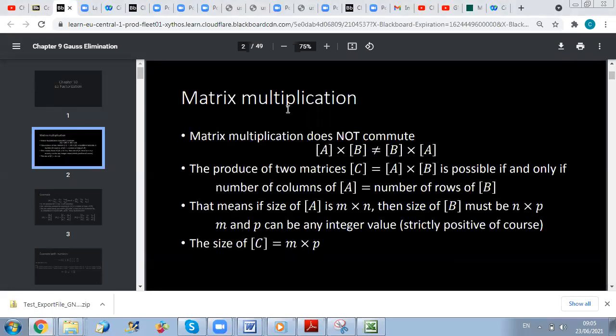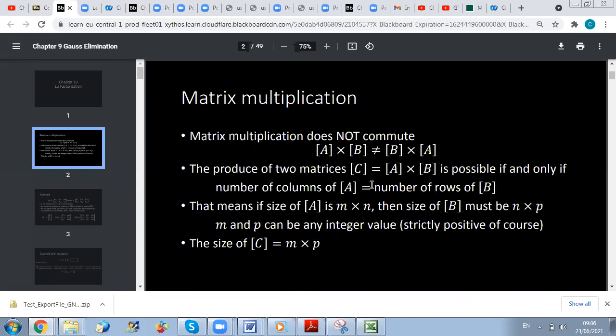First, before starting with the chapter, we need to do some revision on matrix multiplication. We should know the following rules. First, matrix multiplication does not commute, so A times B is different from B times A. And the product of two matrices, C equals A times B, is possible only if the number of columns of A is equal to the number of rows of B.